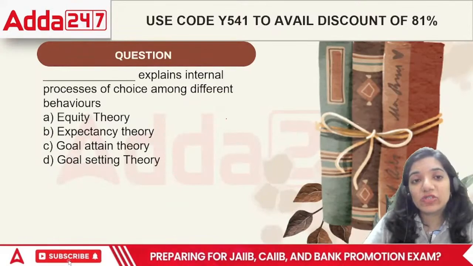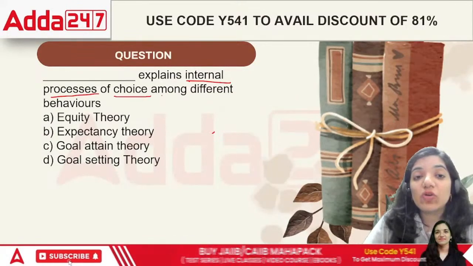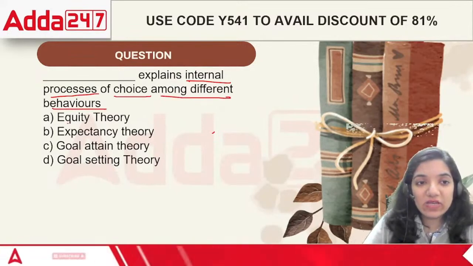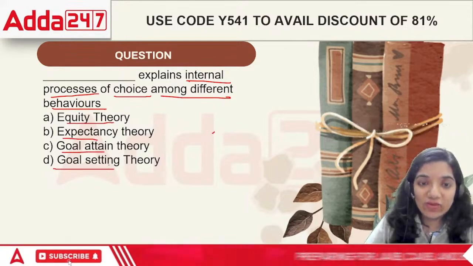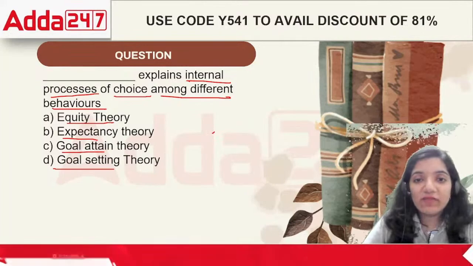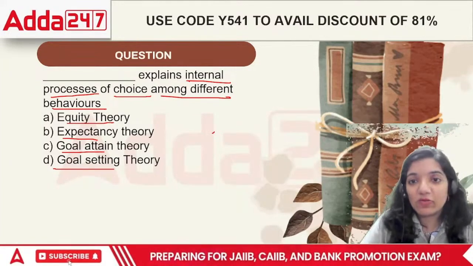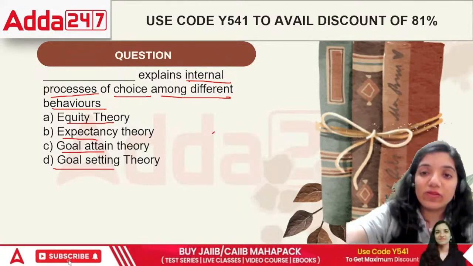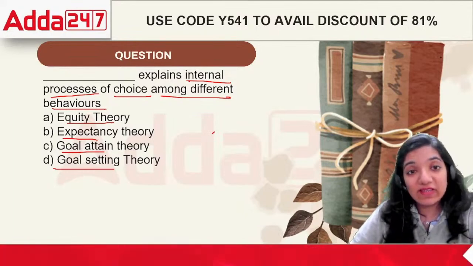Okay, next question. Dash explains internal process of choice among different behaviors. Equity theory, expectancy theory, goal attainment theory, or goal setting theory. It is an internal process of choice among different behaviors. See, if I look forward to it now, why would I put in extra effort? If I make something out of it only, then I will do that extra effort. Otherwise, I won't. That is the concept of expecting things, right?